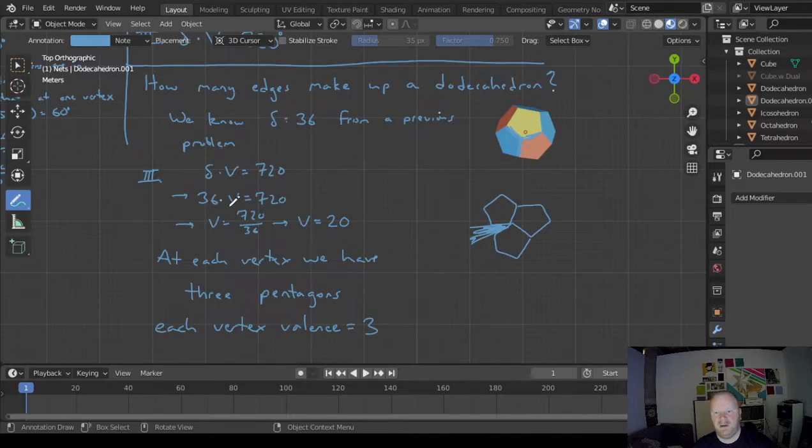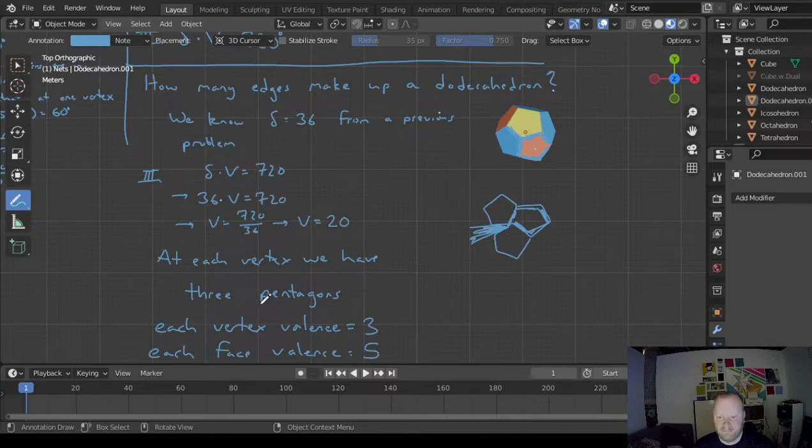And then we can also maybe talk about each face valence. So each face valence here, remember, this is, for example, one face, this red one here, this is one face of our polyhedra, and that's going to be made up of 1, 2, 3, 4, 5 edges.